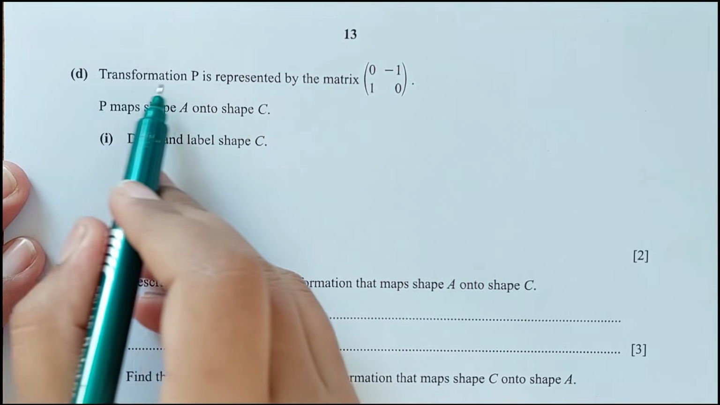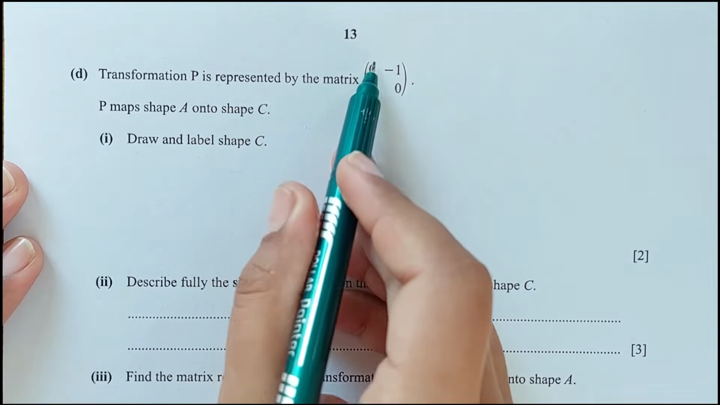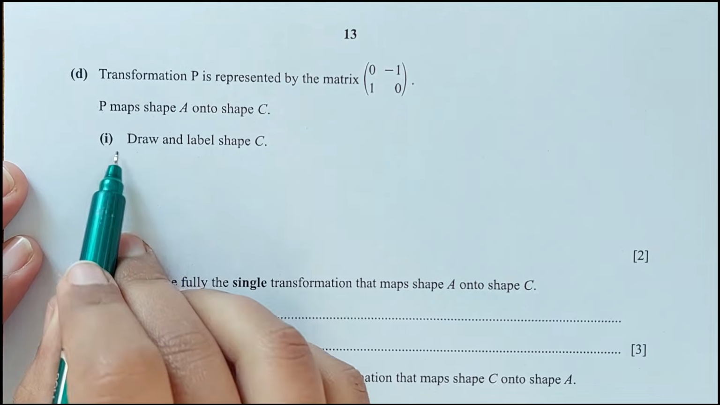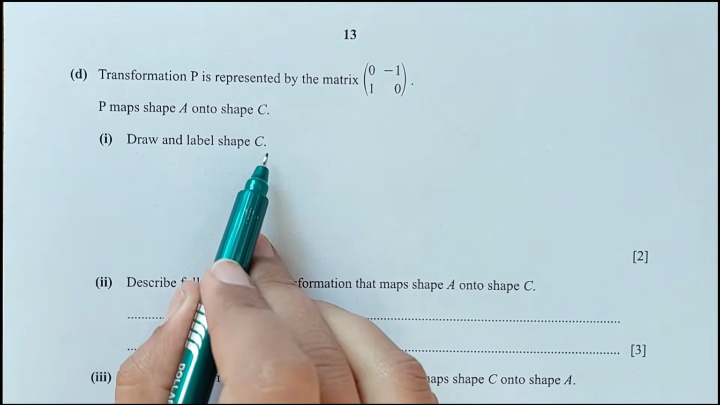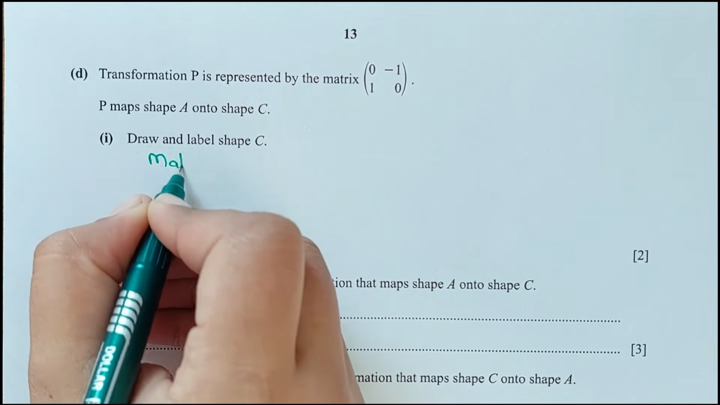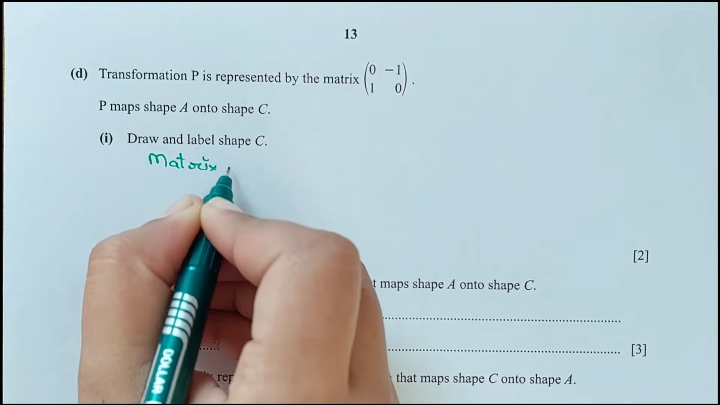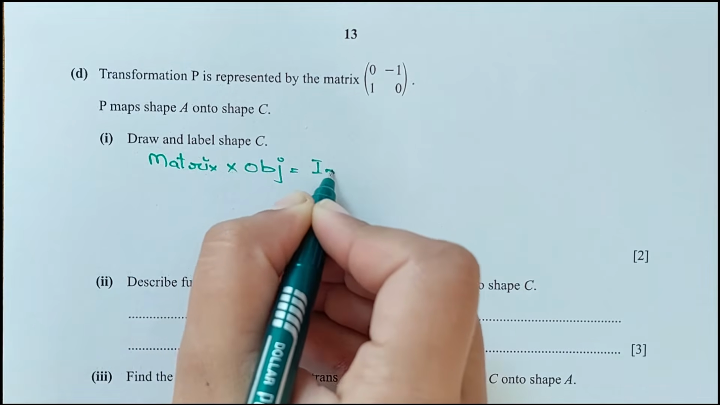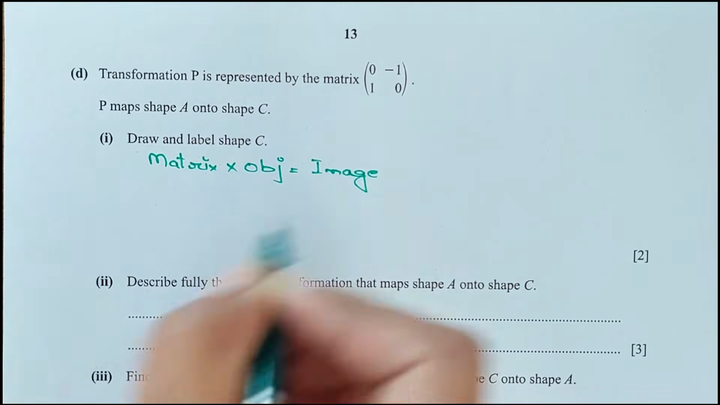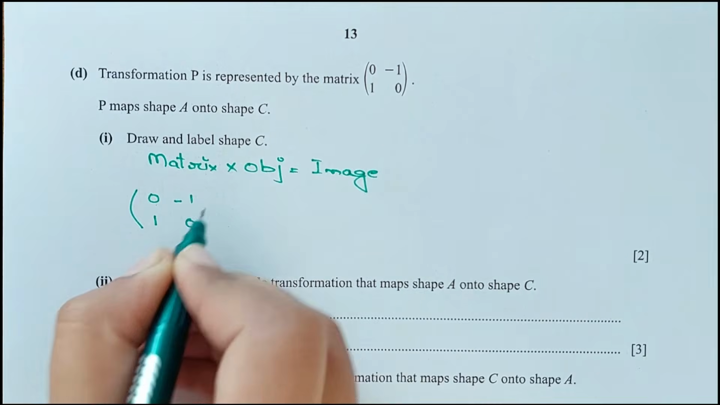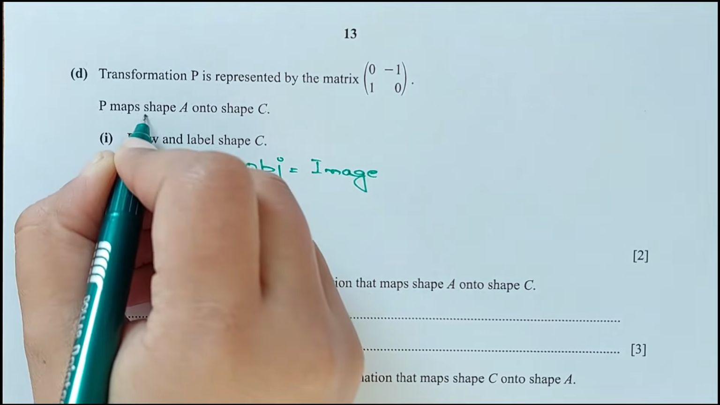Now for part D, transformation P is represented by the matrix (0, 1, minus 1, 0). P maps shape A onto shape C. Number 1, draw and label shape C. Okay, so when we are given the matrix, we have to use the formula: matrix times object equals image. Right, what is the matrix? Matrix is (0, 1, minus 1, 0). And what is the object? Object is shape A, right?